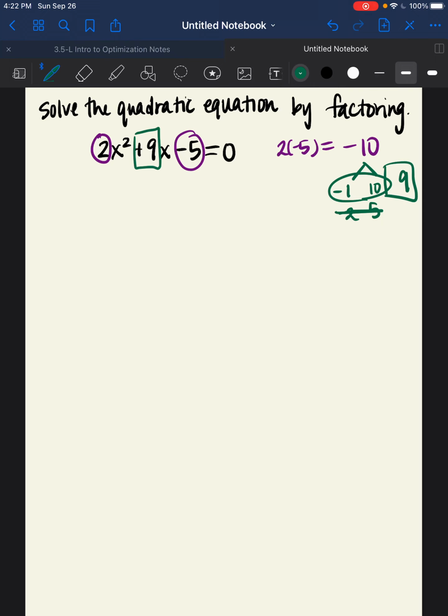Once you have those two numbers that multiply to the product of a times c but add to the middle term b, we split the middle term with those numbers. So instead of plus 9x, we're now going to write -1x plus 10x. If we were to put those two terms back together, they would give us that positive 9x.